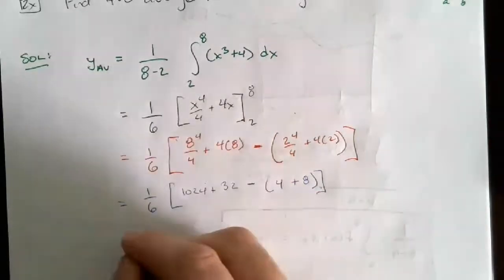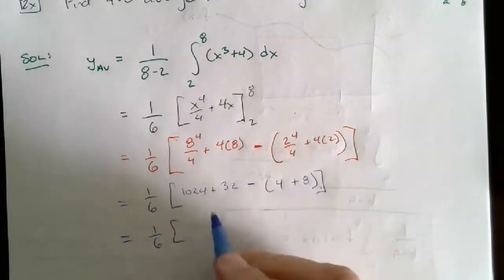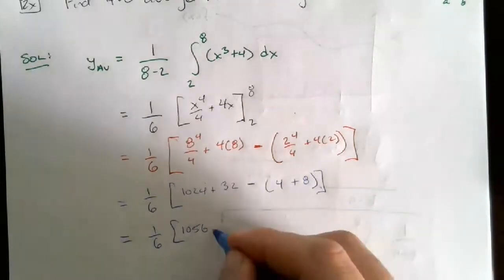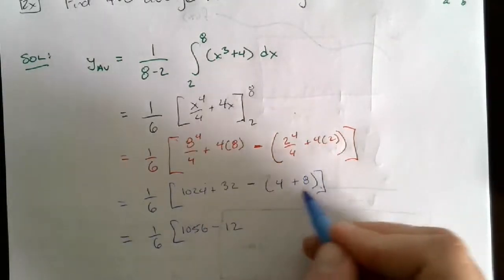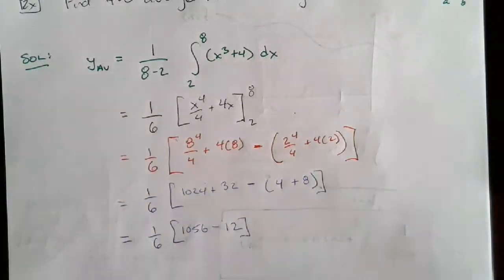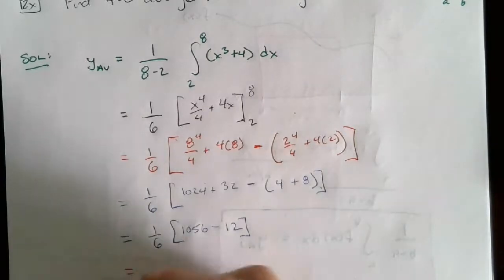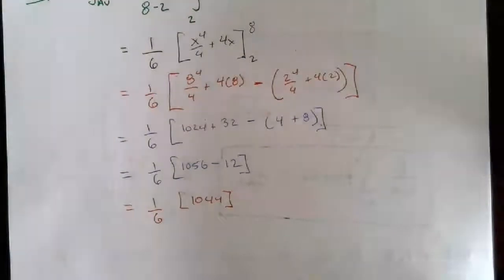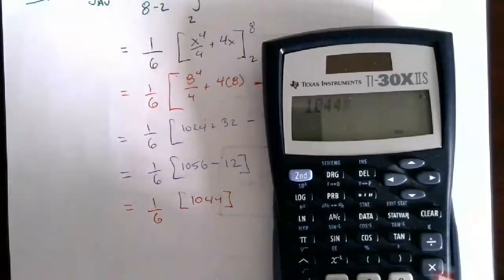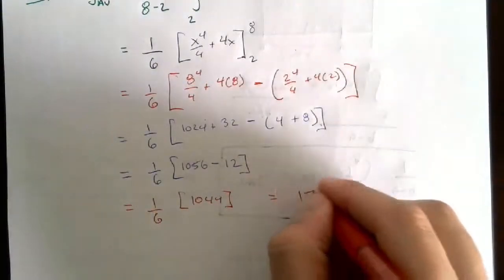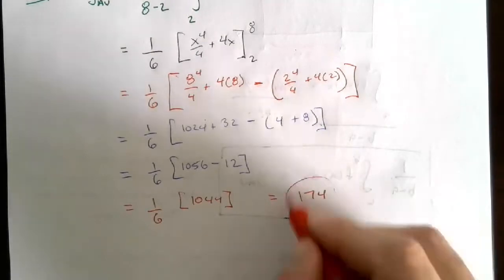We can combine like terms here. We end up with 1/6 times 1024 plus 32 will give us 1056. Minus 4 plus 8 is minus 12. We don't have to distribute. If I add those together, then it's just minus 12. And what does this equal? Well, you have 1/6 times 1056 minus 12 is 1044. And if you did 1044 divided by 6, you get 174. So this equals 174.